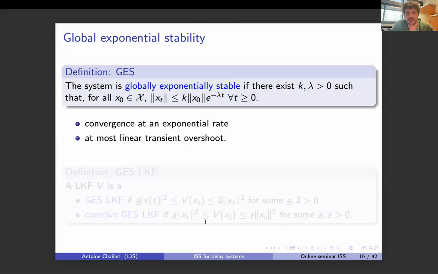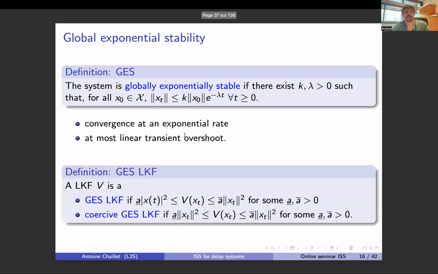Now I move to global exponential stability. So no big surprise, x_t is bounded by k times x0 times exponential of minus lambda t. And the difference with GAS is that now the convergence is at an exponential rate, but also that the transient overshoot is at most linear in the initial state, okay? And I also make the notion of LKF a bit stronger by requiring a quadratic bound rather than a generic K infinity function. So a GES LKF will be V bounded by a quadratic term of x of t on the left, and of x_t on the right. And a coercive GES LKF is the same, but with the norm of x_t on both left and right.